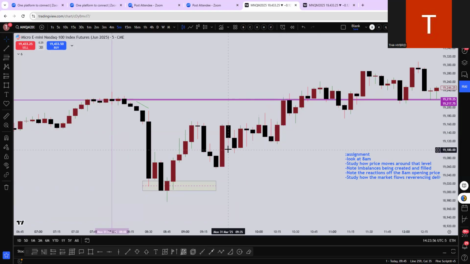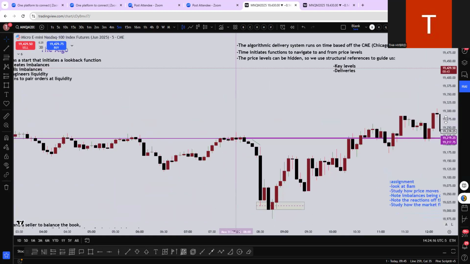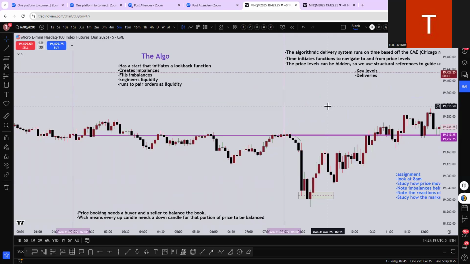A lot of times, like right here, this failure swing got ran by this candle. So they paired liquidity here to then go higher, which is what they could have done here. So we protect ourselves. There'll be a lot more on that in future lessons as well.